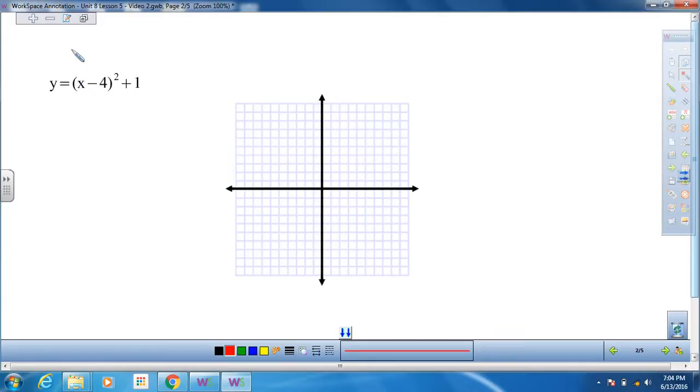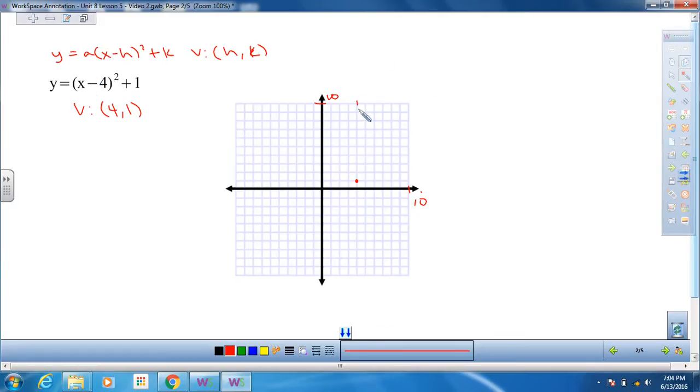Okay, so here's my equation. Remember, this is the form where my vertex is h, k, and when we have parentheses, our x value for a vertex is the opposite. So I need positive 4, positive 1. My vertex on this 10 by 10 graph is 4, 1. I don't have an a value, so that means it's just 1. It's positive, so it opens up.